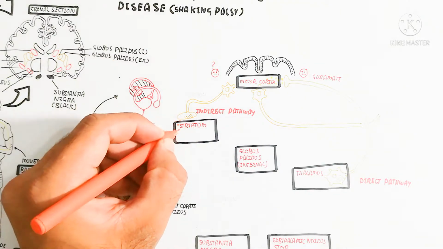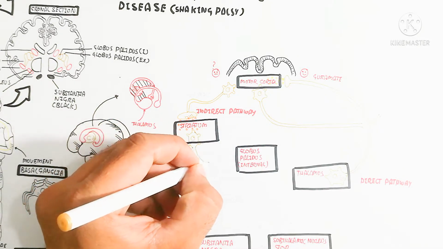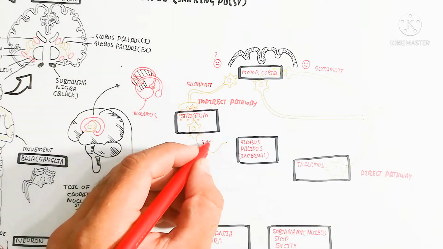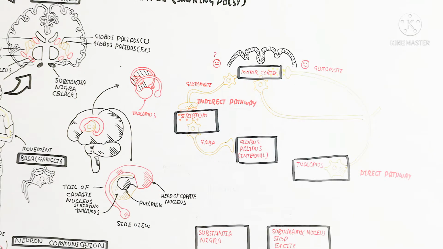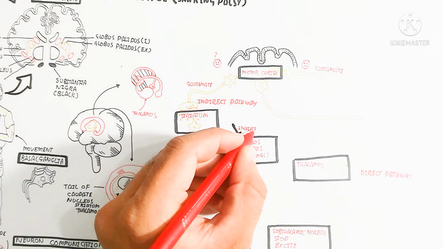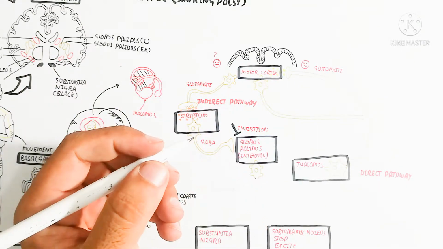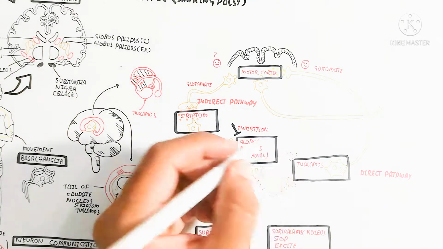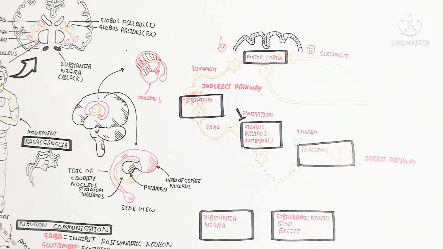But the indirect pathway can improve the muscle movement. How? For example, we want to move. It means in the indirect pathway, glutamate will be produced from the motor cortex, and this glutamate will stimulate the striatum to produce GABA, whose important character is inhibition. So the globus pallidus will be inhibited, and the globus pallidus can produce GABA.